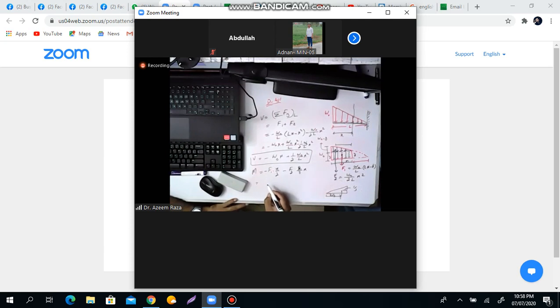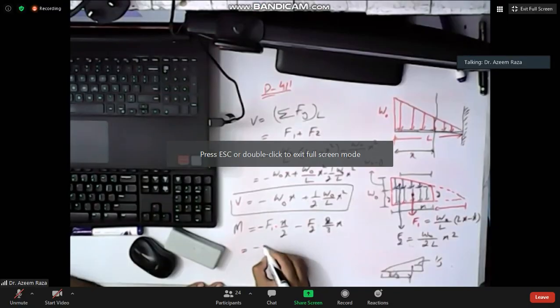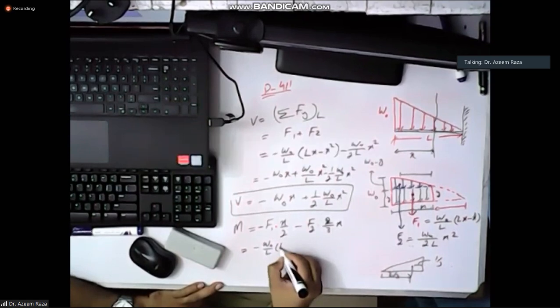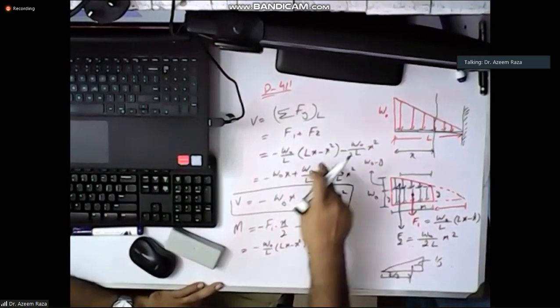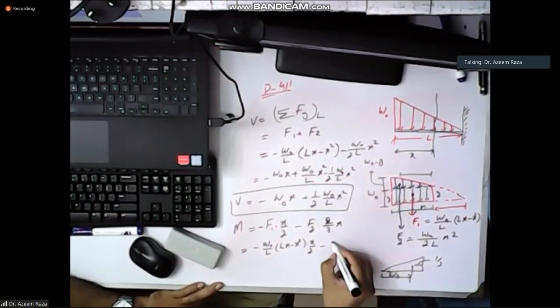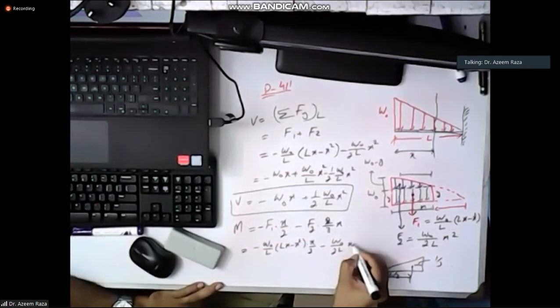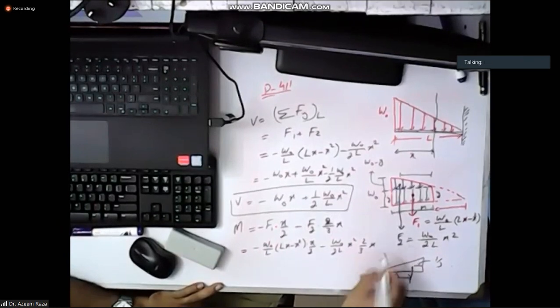So rest of the things are the same. Hopefully we can do it. It will be minus w naught over lx minus x square times x over 2 minus f2, this is w naught over 2l x square. This is the force times 2/3 x.